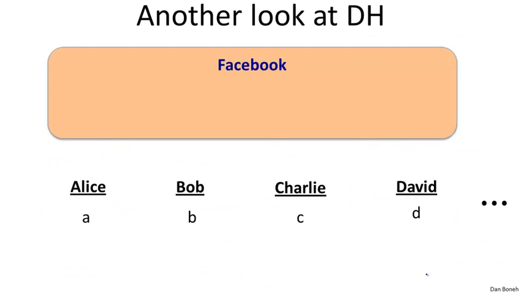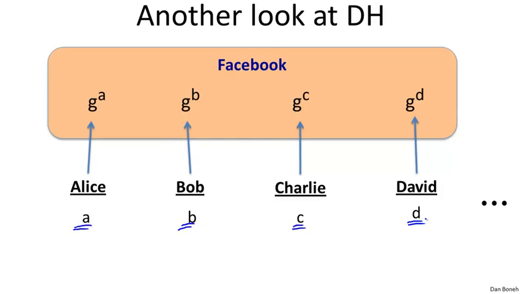So what do I mean by that? Imagine we have a whole bunch of users, millions of users. Let's call them Alice, Bob, Charlie, David, and so on and so forth. Each one of them is going to choose a random secret value. And then on their Facebook profiles, they're going to write down their contribution to the Diffie-Hellman protocol. Okay, so everybody just writes down g^a, g^b, g^c, and so on.